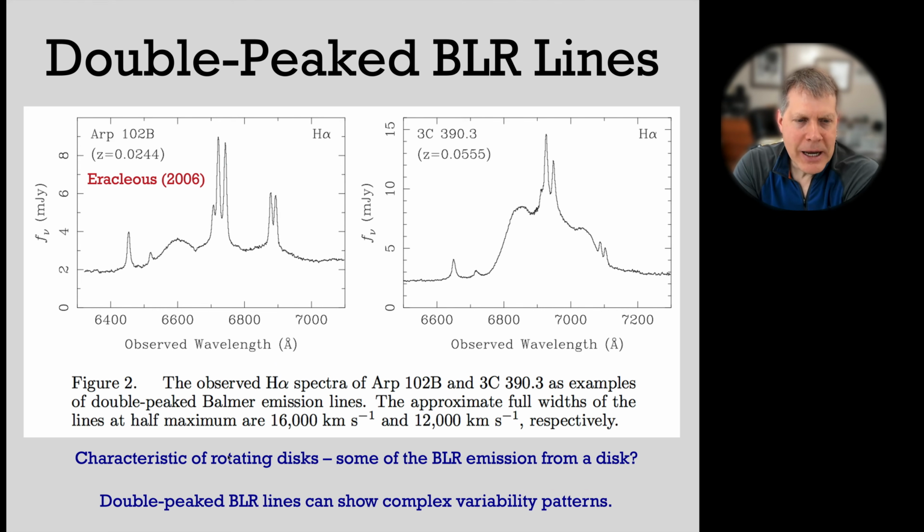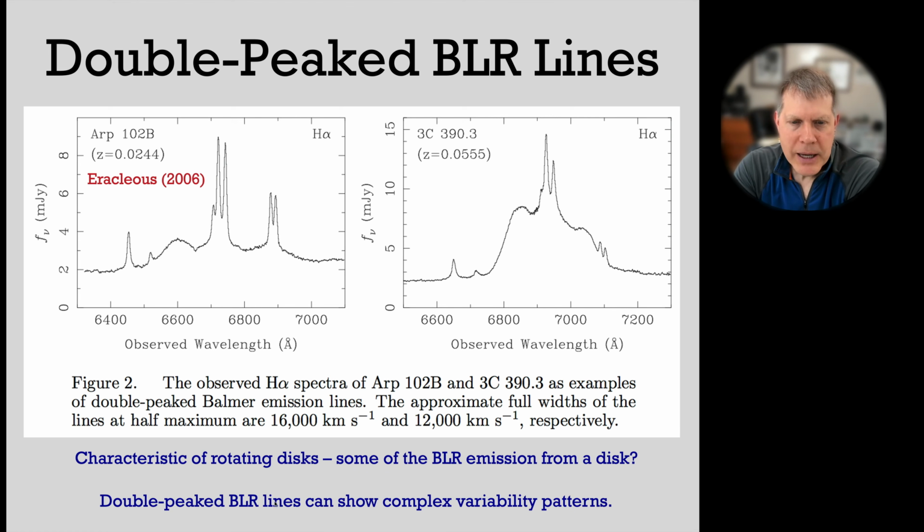That kind of double-peaked profile is characteristic of rotating disks, as you will remember, for example, from our discussion of the iron K alpha line in the previous lecture. And this basic phenomenon is also seen in other systems with disks, cataclysmic variable systems in our galaxy, for example. And so the fact that you sometimes see these double-peaked BLR lines suggests that, at least sometimes, perhaps some of the broad line region emission is from a disk, or at least some disk-like structure.